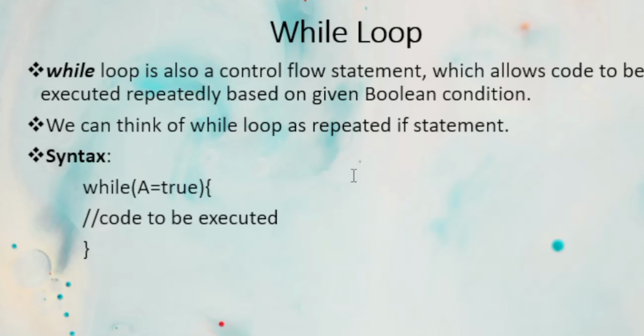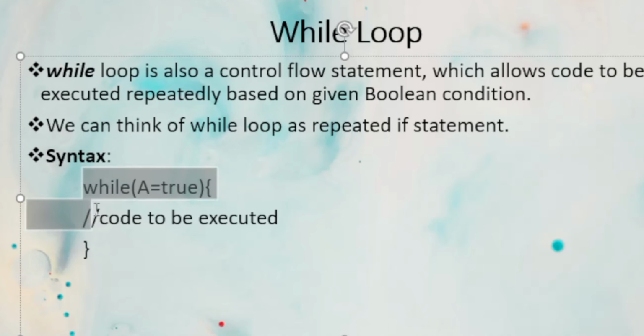Now let's talk about while loop. While loop is also a controlled flow statement, which allows code to be executed repeatedly based on a given Boolean condition. We can think of while loop as repeated if statements. We use while loop when we do not know how many iterations we want to run our code, and if we are clear that we want to run our code this many times, then we use for loop at that time.